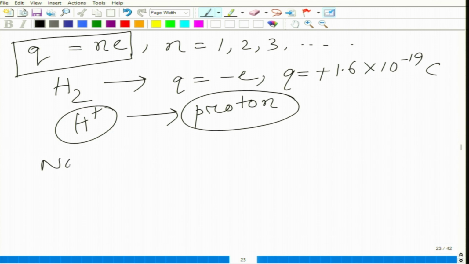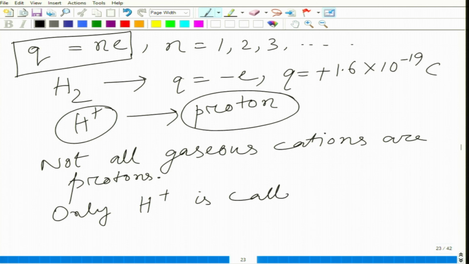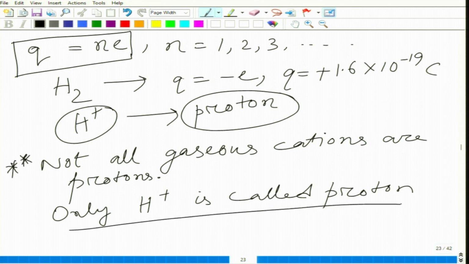Remember, not all gaseous cations are protons. Only hydrogen plus is called a proton. This is a very important thing. Only the H plus ion is called a proton. All positively charged cations are not called protons.